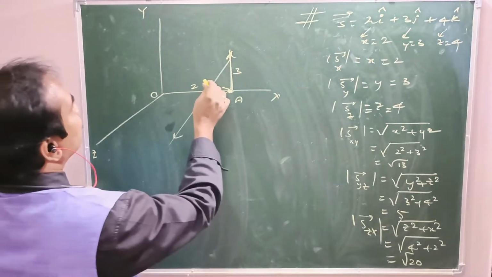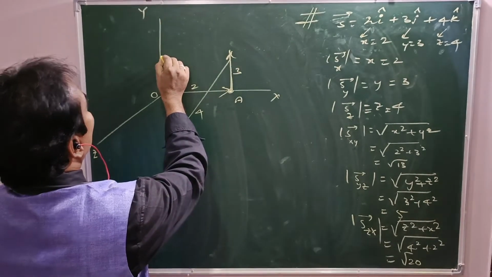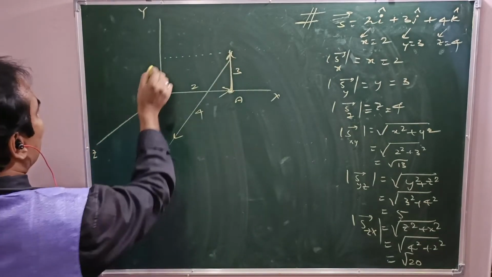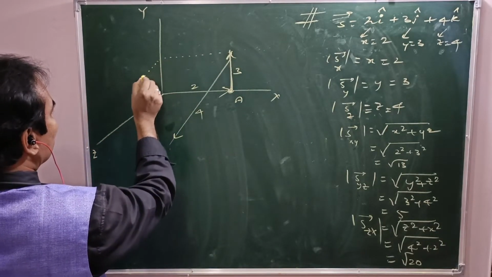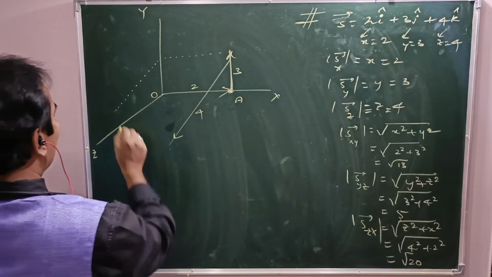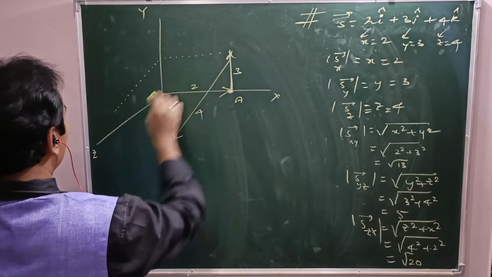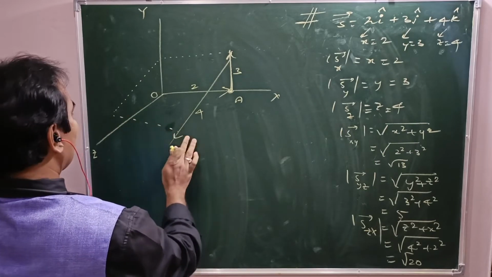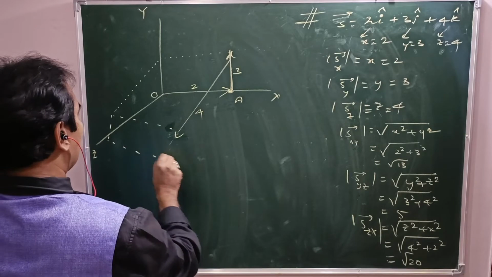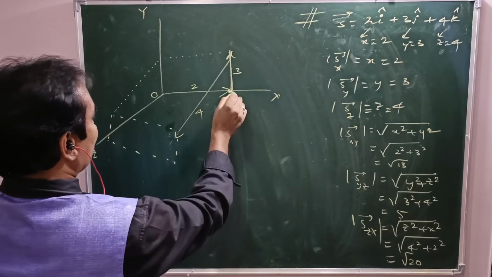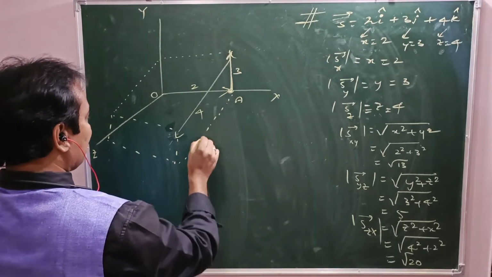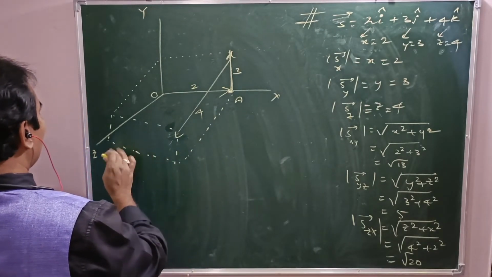Okay. Now draw one line here. Now one more line parallel to z. Now one more line parallel to this line. So we have a parallelepiped here.